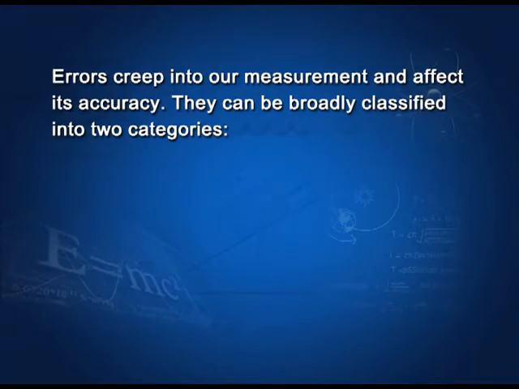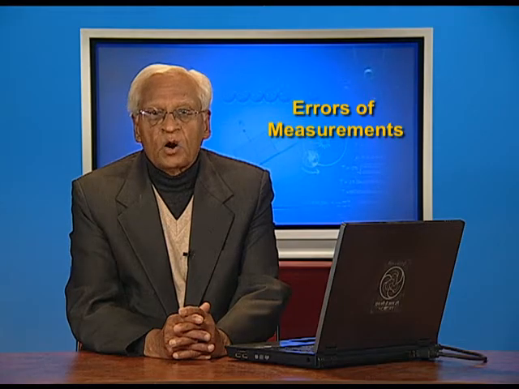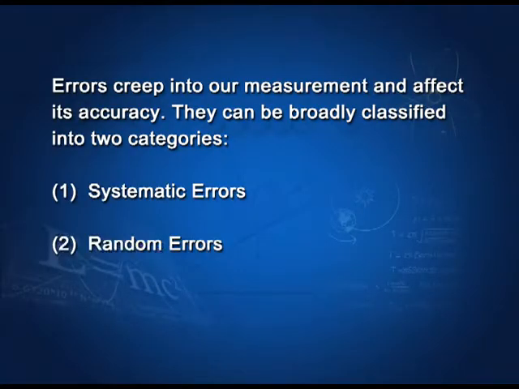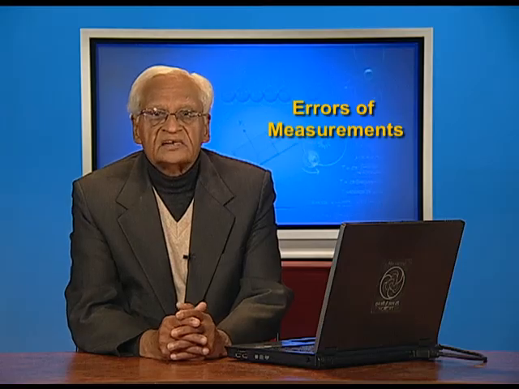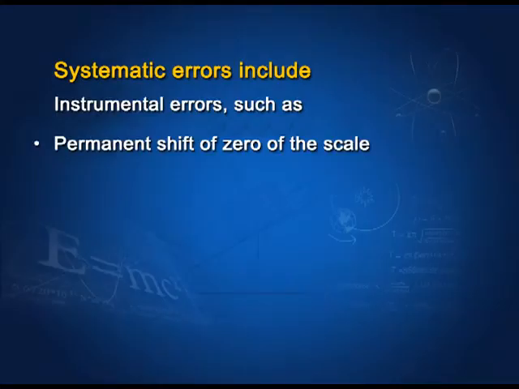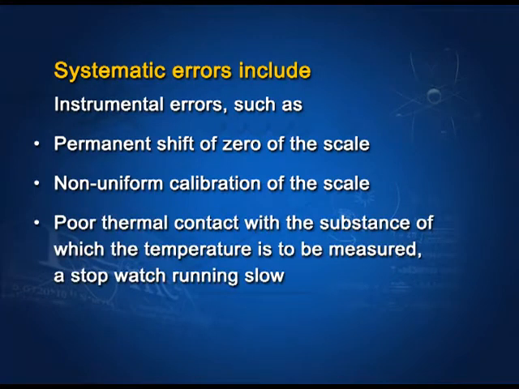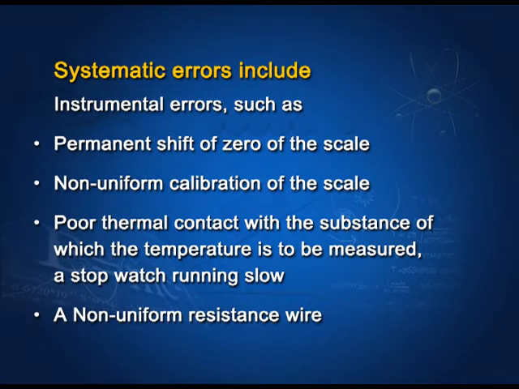Errors creep into our measurements and affect their accuracy. The errors can be broadly classified into two categories: systematic errors and random errors. What are systematic errors? Systematic errors include errors in the instrumentation, such as permanent shift of zero of the scale, non-uniform calibration of the scale, poor thermal contact with the substance of which the temperature is to be measured, a stopwatch which is running slow, and a non-uniform resistance wire. All these cause systematic errors.